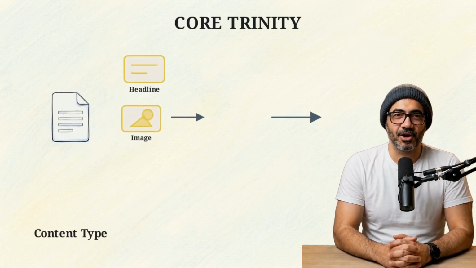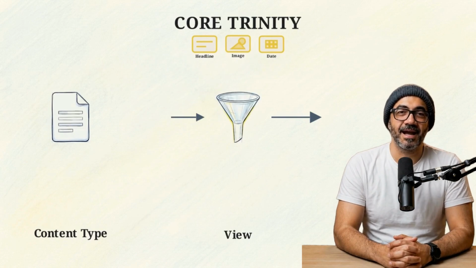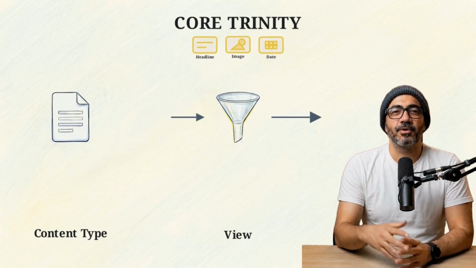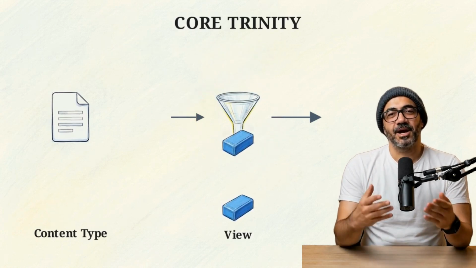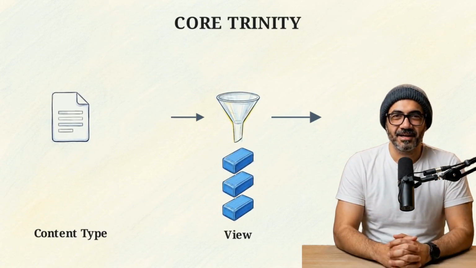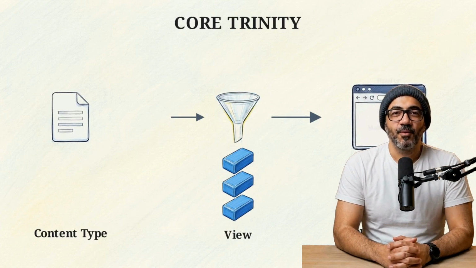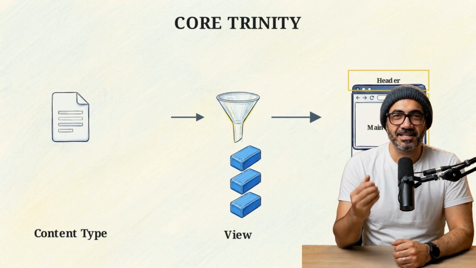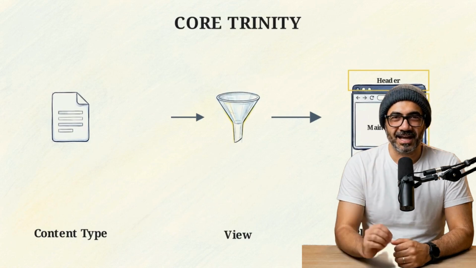The first layer is the content type, the raw container for your information. A news article content type separates data into distinct fields: a headline, an image field, and a calendar picker for the date. That information flows into the view. The view acts as a filter that queries the database. It rejects the content you don't need and organizes the rest, like sorting your news articles to show the most recent ones first. Finally, the block layout system positions that filtered data. It takes the output from the view and assigns it to a specific region on your website's grid, such as the sidebar or the header.